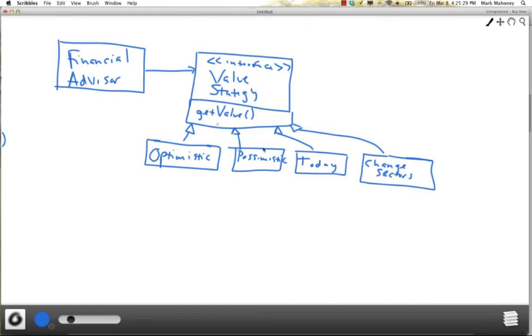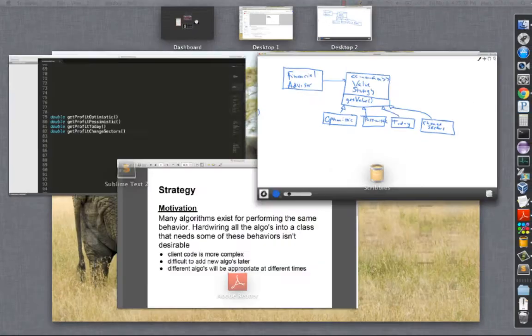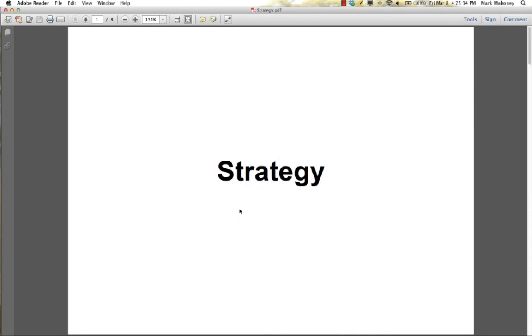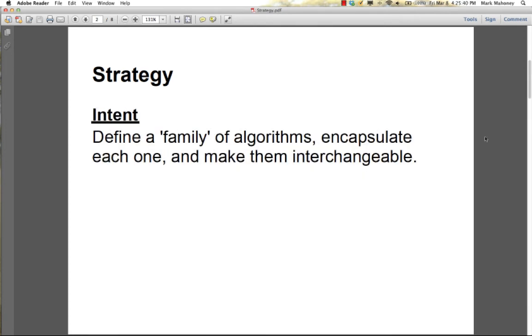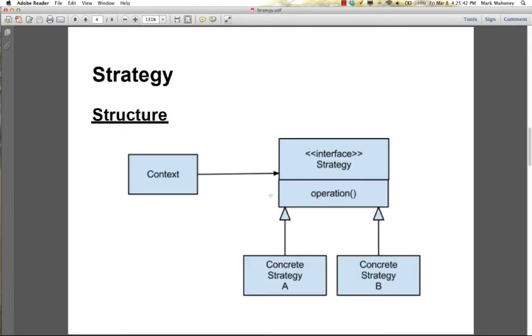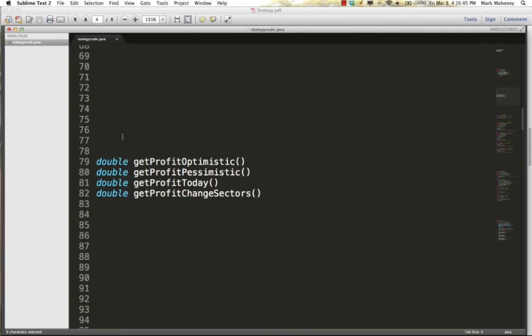Okay, so look at how this class diagram relates to the generic class diagram. Okay, so we had a context, that's our financial advisor. We have a generic strategy called the value strategy, and then we had several concrete strategies: optimistic, pessimistic, today, and change sector. This is very common in a pattern. The structure is a very general structure, and then we have to apply it to our particular problem. Okay, so let's look at some more code here.